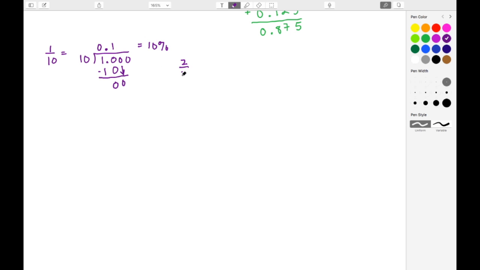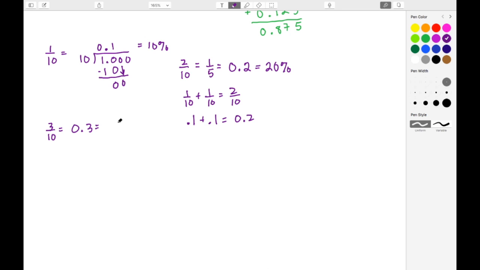If I move on to 2/10, 2/10 can be simplified down to 1/5. We know that 1/5 was the same thing as 2/10. And we know from what we talked about earlier, 1/10 plus 1/10 is going to give us 2/10. Well, a tenth and a tenth, 0.1 plus 0.1 is going to give us 0.2, which is just what we have, what we derived up here. So 0.2 as a percentage is 20%. And if we continue for 3/10, it's going to be 0.3, and that's going to be 30%.